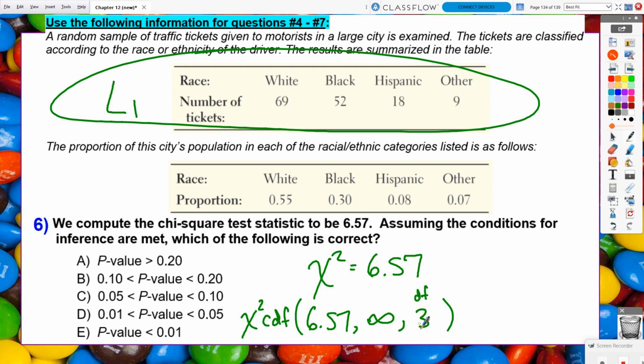So if I go find chi-square CDF, the same place I find normal CDF and TCDF, and again, start with 6.57, comma 99999 for infinity, with 3 degrees of freedom, gives me approximately 0.08694. So we are 8 to 9%. So the p-value is, where are we at? C right here. P-value is between 5 and 10%. Now again, you could do list 1, list 2, run the whole thing, but honestly, it's going to be much easier just to run the chi-square CDF command.